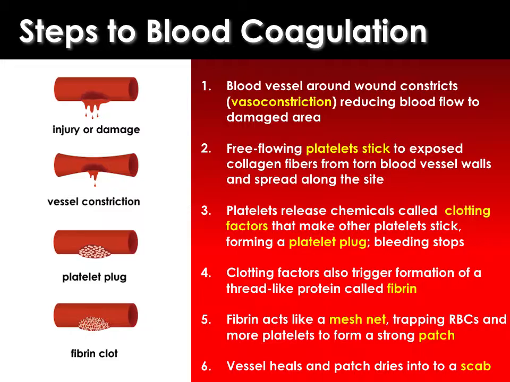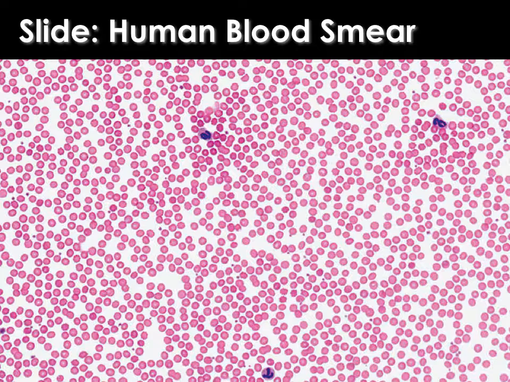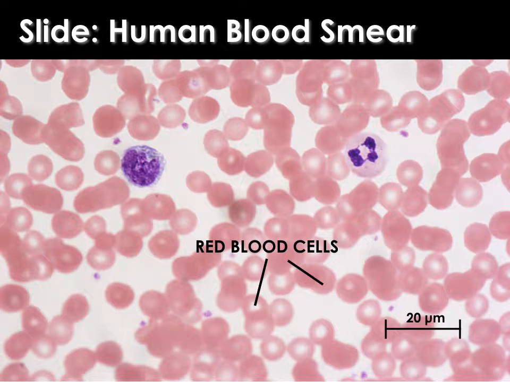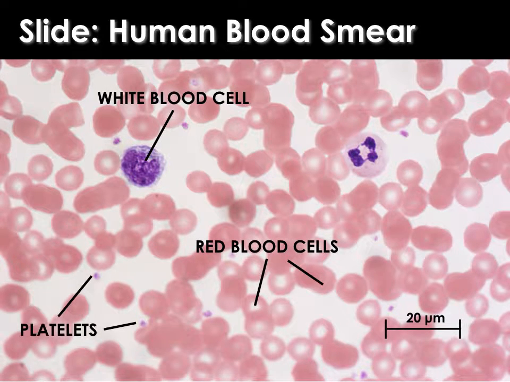Clotting factors also trigger the formation of a thin thread-like protein called fibrin, and fibrin actually acts like a mesh net, and it traps all those red blood cells and more platelets in that area to form a stronger patch. Then the vessel heals, and the patch actually dries into what we would know as a scab. If we were just to look at a smear of human blood, and we'll actually zoom in a little closer, you've got red blood cells, white blood cells, platelets, and then the majority of it is the liquid part that is plasma.